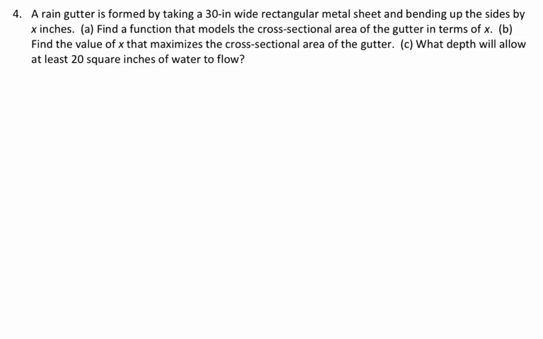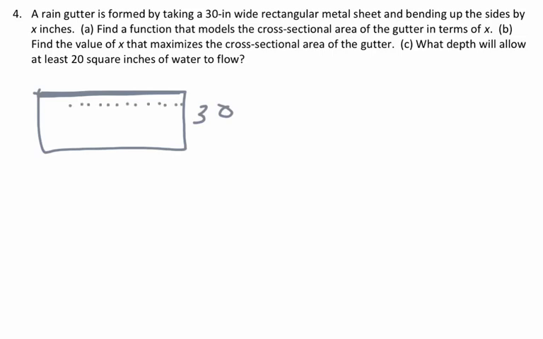So we kind of have to picture what's going on right here. So we basically have a 30-inch wide rectangular sheet. So this is 30 inches right here. Okay. And then we're supposed to bend up the sides. So we kind of have to imagine that we're bending up parts here and part right here, so that it goes up. So the cross section ends up looking like this now.